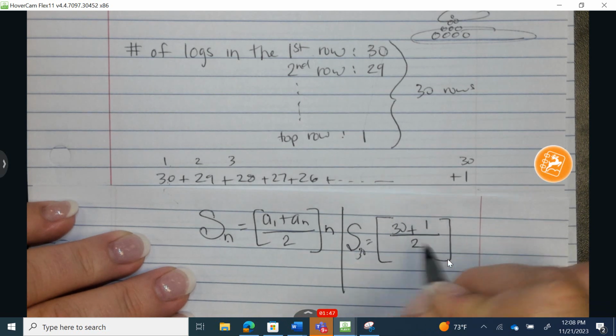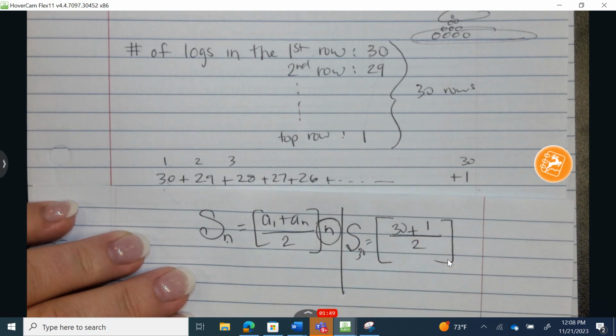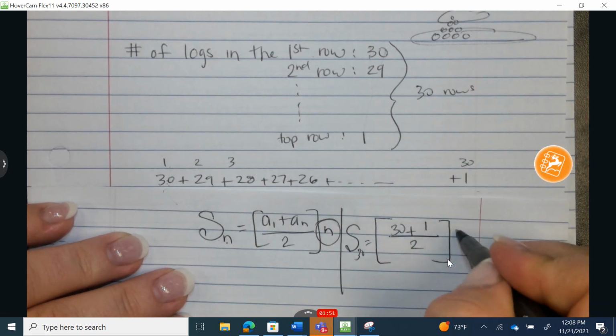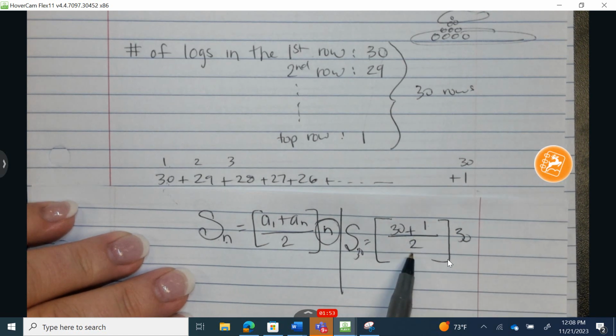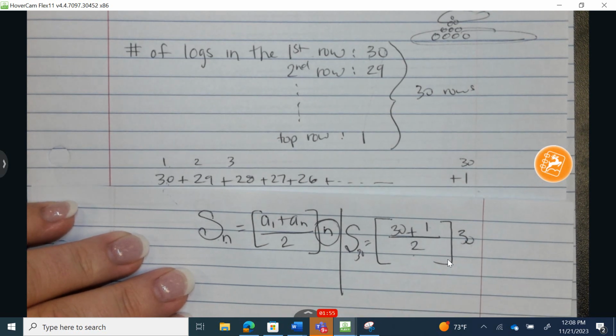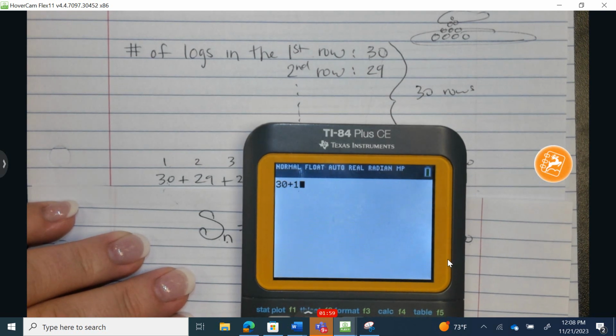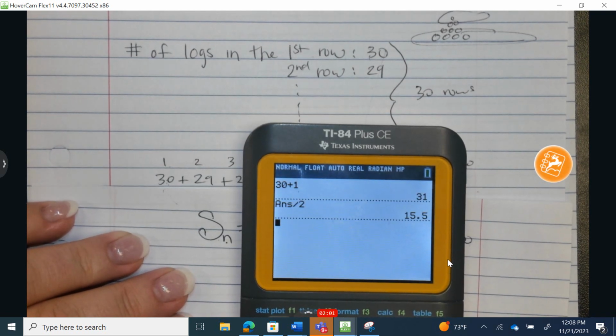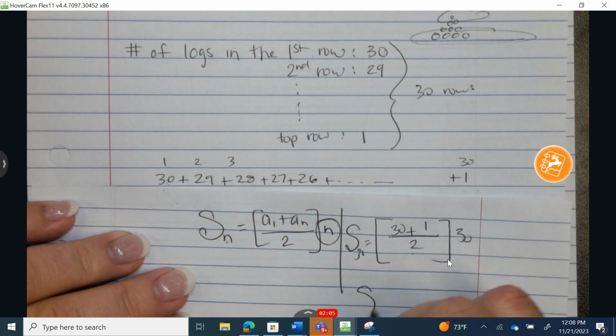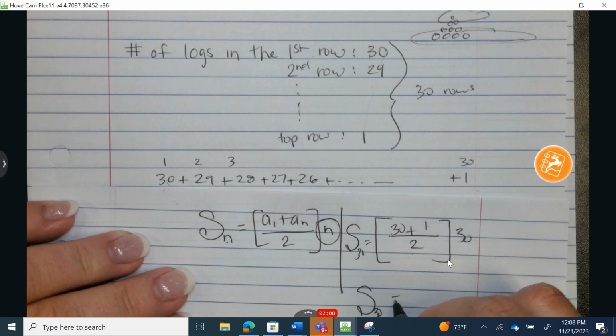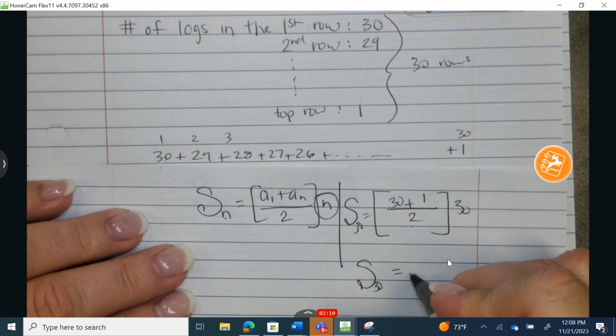I'm going to divide that by 2, and then I'm going to take it times the number of rows, and there are 30 rows. So I'm going to take 31 divided by 2, get an answer, and take it times 30. So 30 plus 1 divided by 2 and take it times the number of rows, which is 30, so 465. So when I add up all the logs in the first 30 rows of this timber pile, I end up with 465.